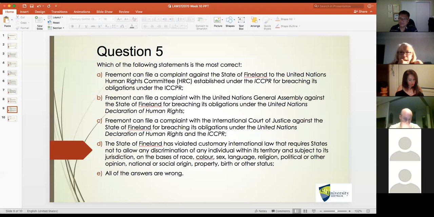The reason was because if they can apply to the European Court of Human Rights, then I would think that they would be able to apply to the United Nations Human Rights Committee to discuss the same issues there that were in that Turkey case. That's fine. Very good. What do the others think? How about those who said E?